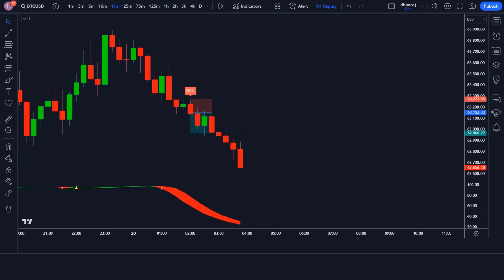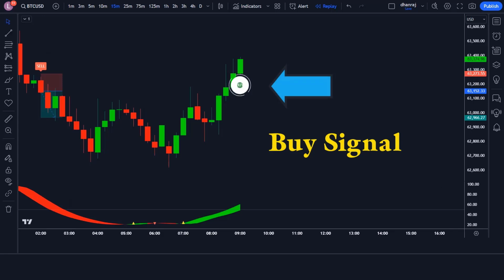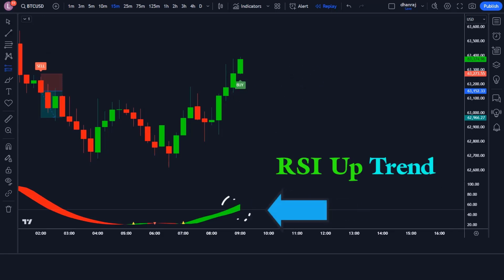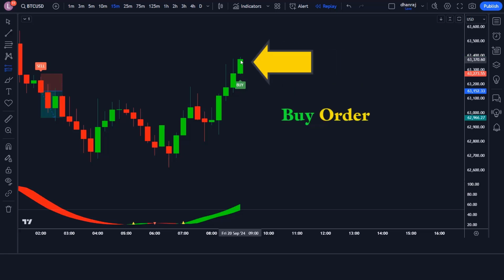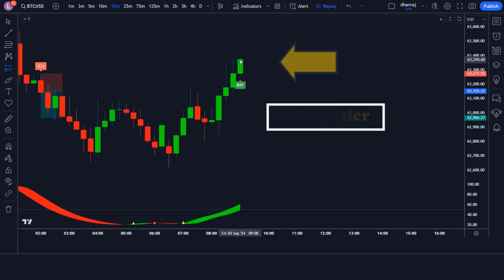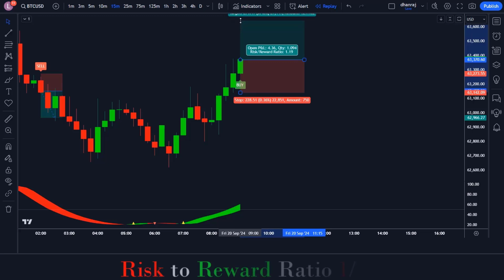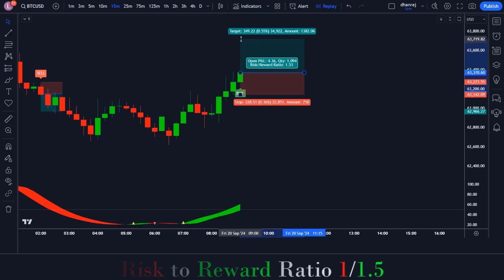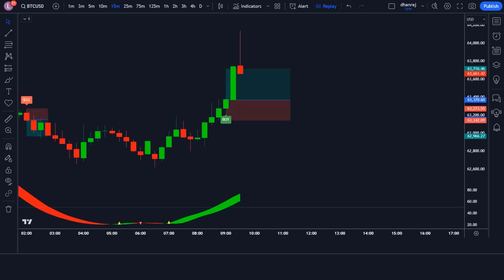Let us now understand the long position. When the kernel switch indicator gives us a buy signal, when the RSI trend indicator shows RSI uptrend, and when the market forms a bullish candle, if this condition is fulfilled, then we will place a buy order. Our stop loss is to be placed at the low of the previous candle of the signal candle, and the risk to reward ratio will be 1:1.5. The market has completely hit the target.